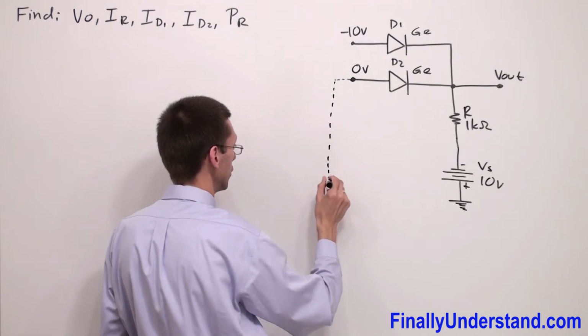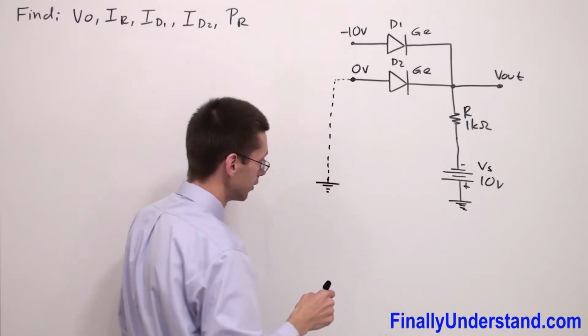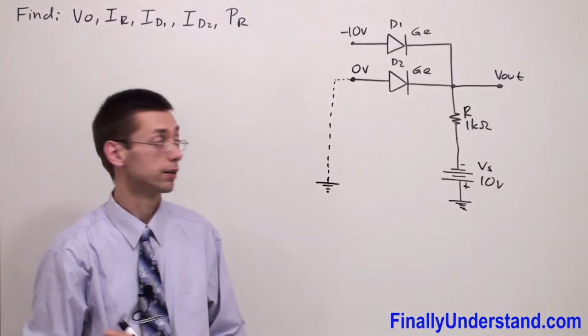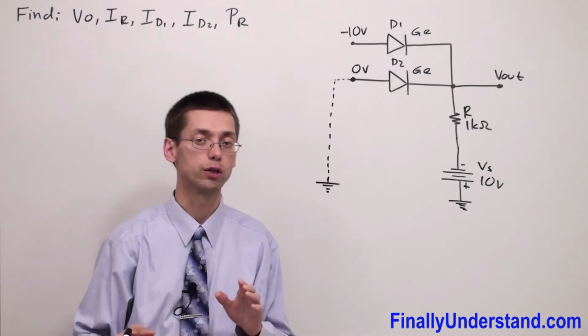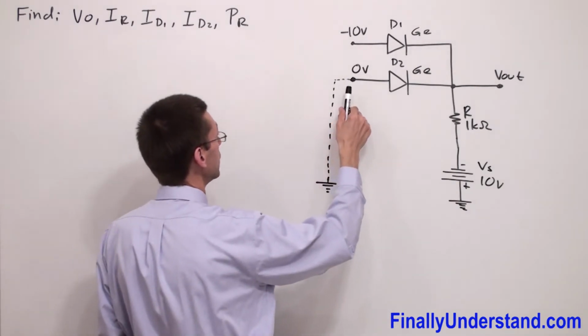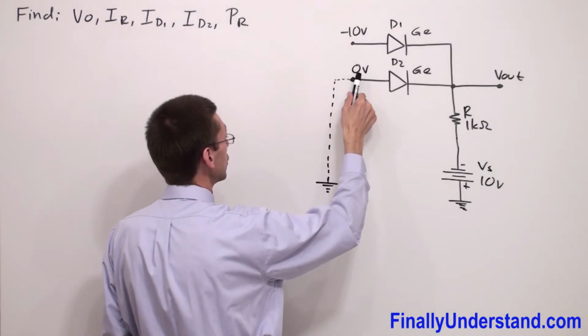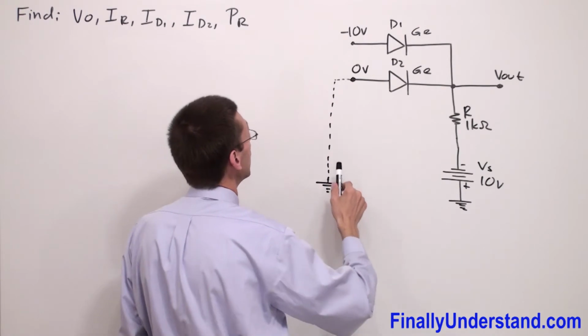It means that this input terminal is connected to the ground. I'm going to draw a dashed line just to make sure that you understand that you have to have this connection in your mind. You can always draw it, but if you don't want to draw it, just keep in mind that anytime you have 0, it means automatically that this terminal is connected to the ground.